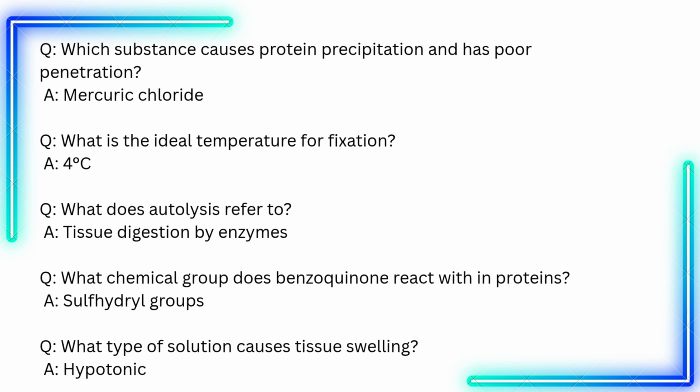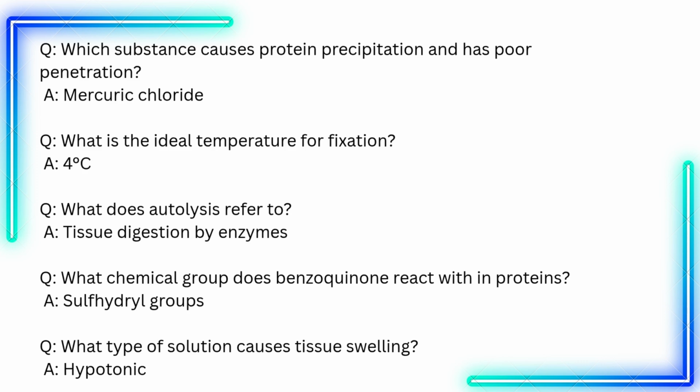The ideal temperature for fixation? It's 4 degrees Celsius. What does autolysis refer to? It is the tissue digestion by enzymes or putrefaction. What chemical group does benzoquinone react with in proteins? The sulfhydryl groups react. Okay. What type of solution causes tissue swelling?